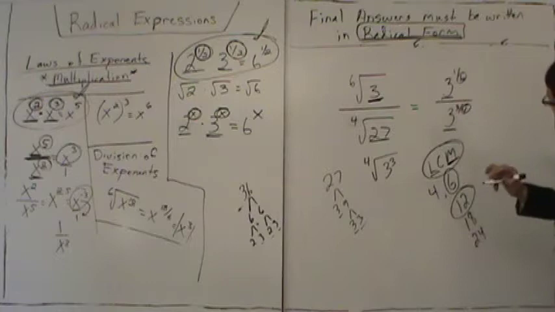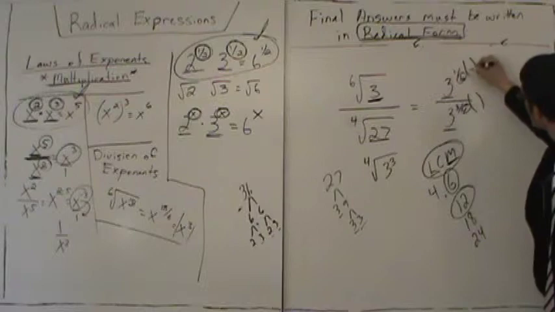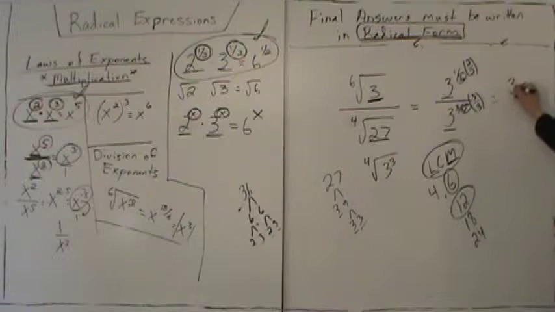So we're going to multiply the 1 over 6. 6 has to multiply by 2, so 2 over 2. And the 4 has to multiply by 3, so 3 over 3. We end up with 3 to the 2/6 power. Oh, I'm sorry. 3 to the 2/12 power over 3 to the 9/12 power.